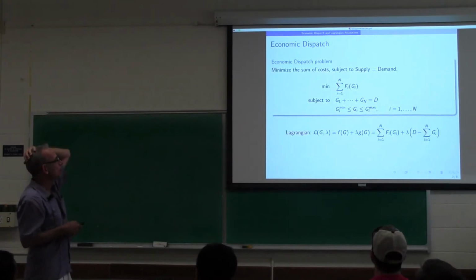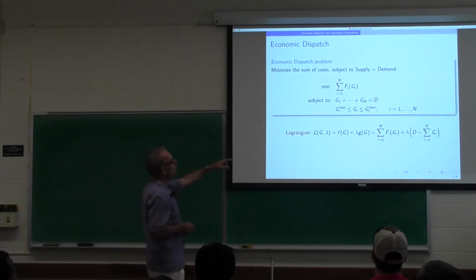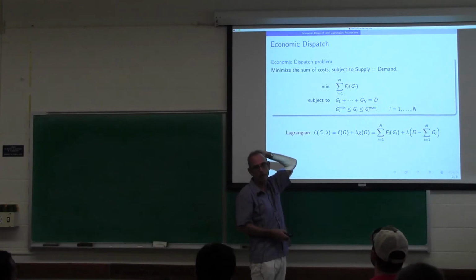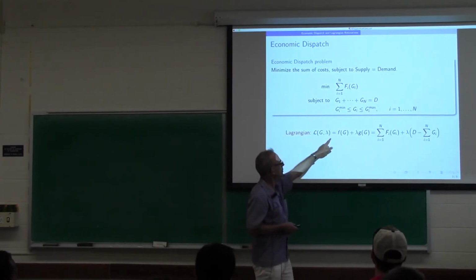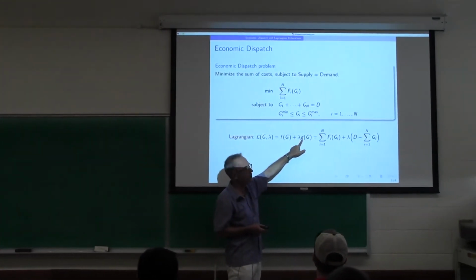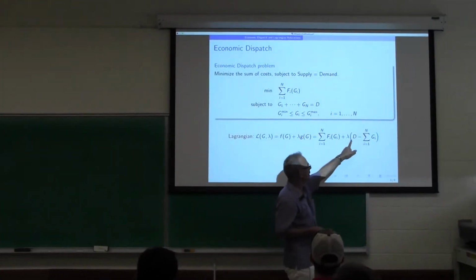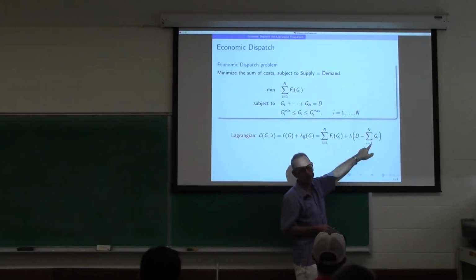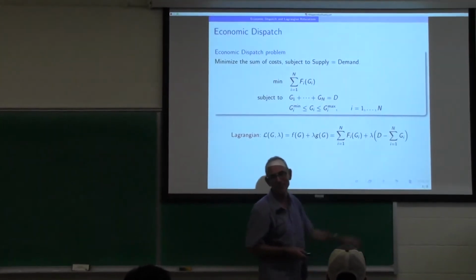All right. So there's the Lagrangian. So the Lagrangian is now, G is my x, G is my vector, my variable for optimization. And as always, I've got the objective function plus lambda times, in this case, an equality constraint. In this case, G is that this has to be 0. Supply equals demand. All right, that's it.